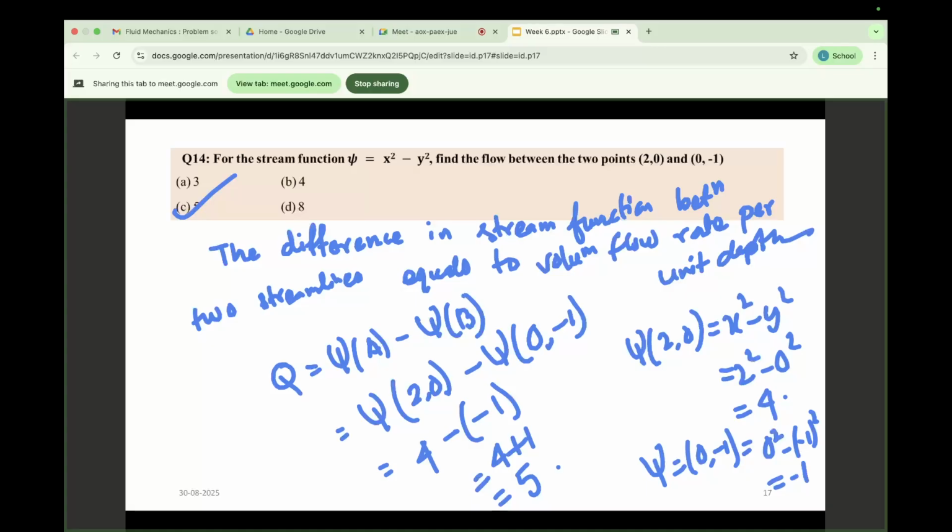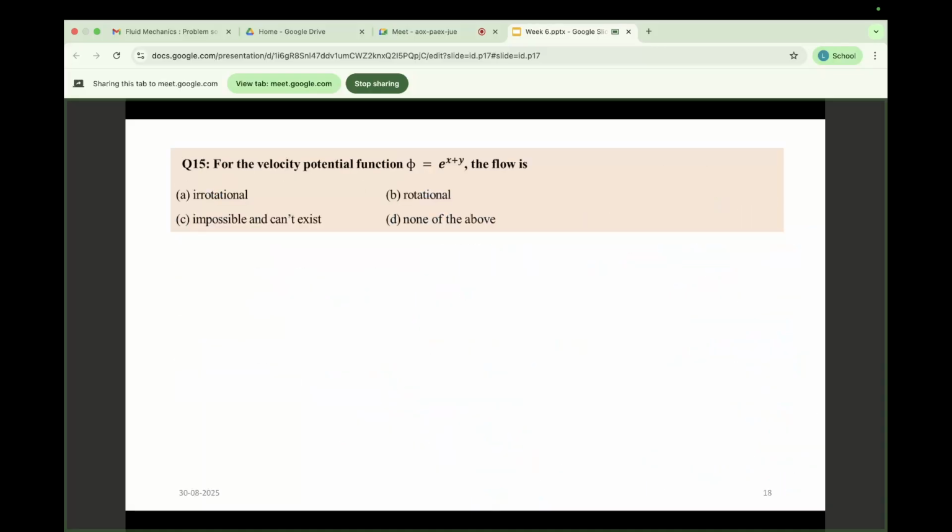So now I'm moving to this last question. In this last question, this potential function is given, and you are asked what type of flow it is: either irrotational, rotational, or the flow doesn't exist, or questions of that type. So it is quite simple. If a function is a potential function, you can find the velocity field and also check the irrotationality condition, right? So please check and tell me what the solution is.